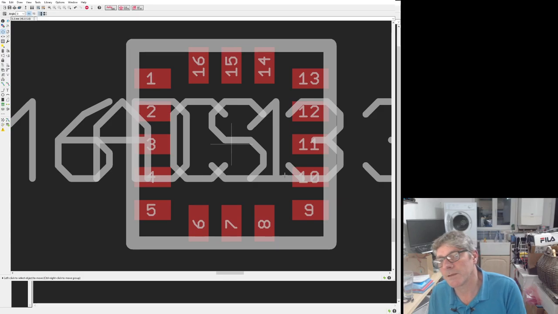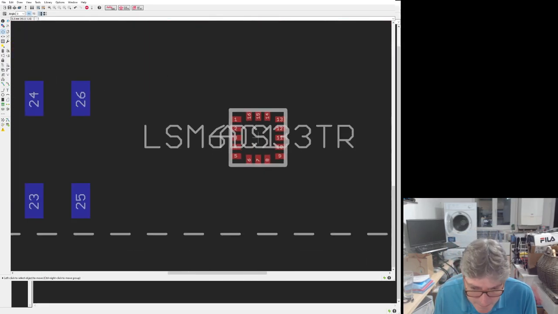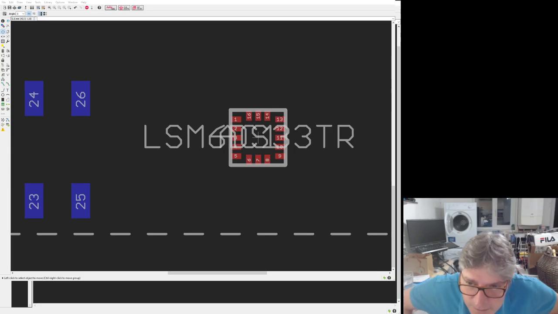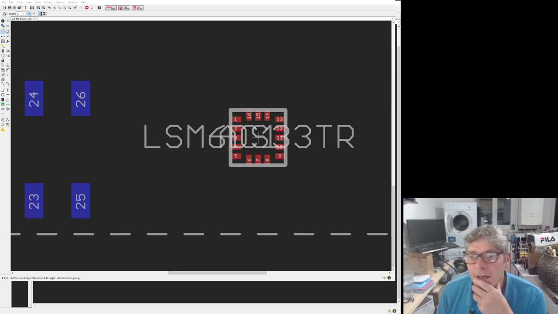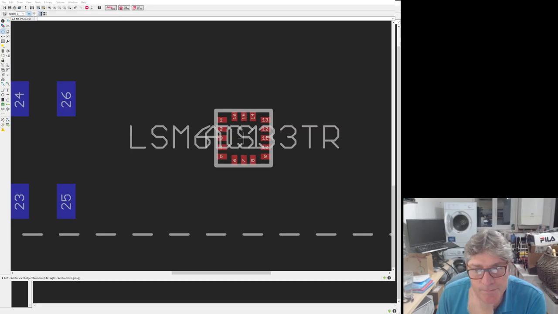It's like a 16 pin. Is it a QFN? What do they call it? Package? LGA 16. 3mm by 3mm. A tad fiddly, but yeah, it's alright. It shouldn't be a problem for this wee tiny thing.